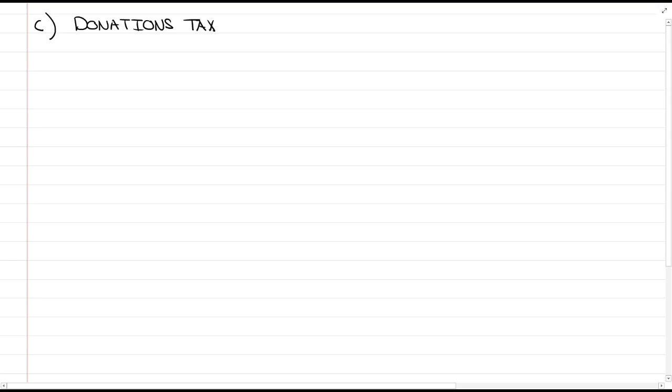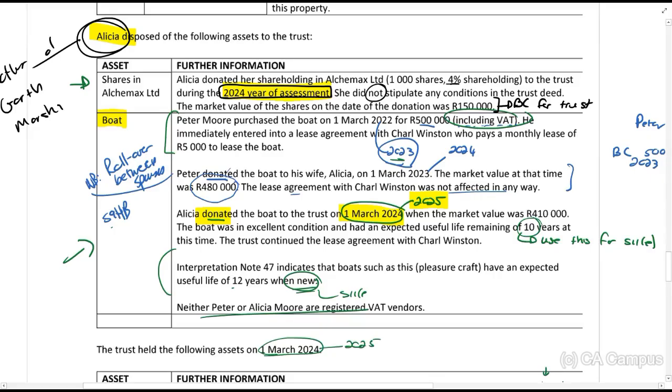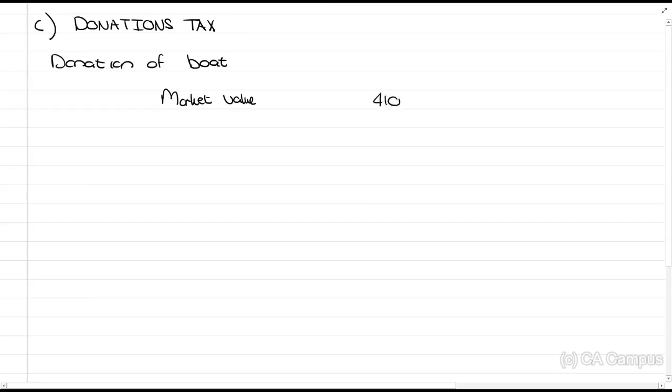So the donations tax, what we use is the donation of the boat. The market value was 410,000. This is on the very first day of the tax year, so she definitely at this point in time still has an annual exemption available. They don't tell us anything else that she's used it for, or any other donations considered to happen before this.